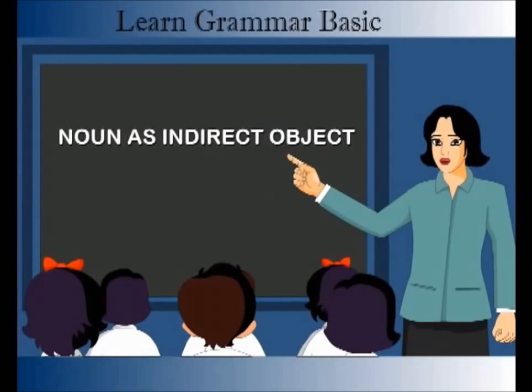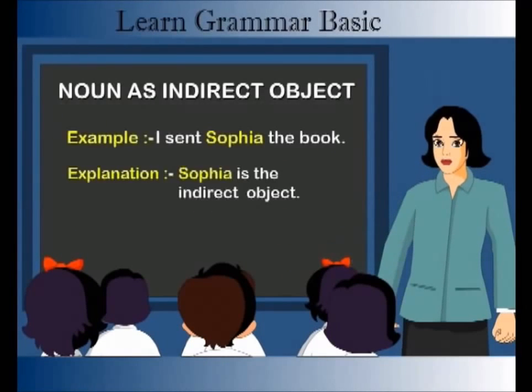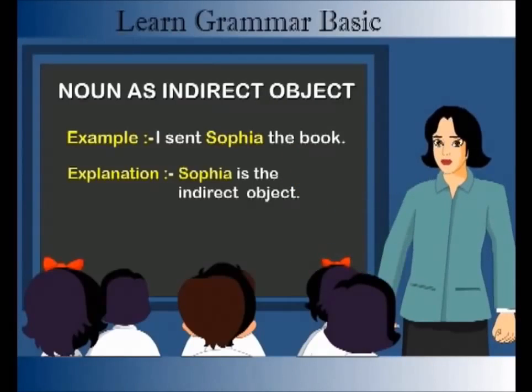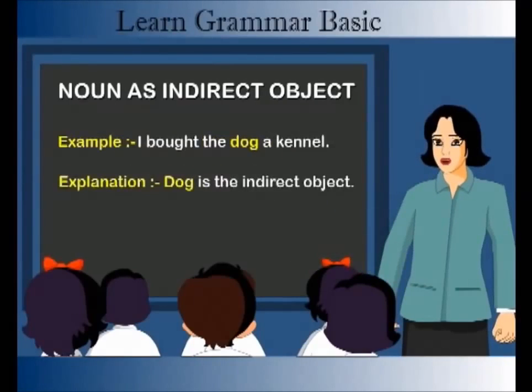Noun as indirect object. Example: I sent Sophia the book. Explanation: Sophia is the indirect object. Example: I bought the dog a kennel. Explanation: dog is the indirect object.